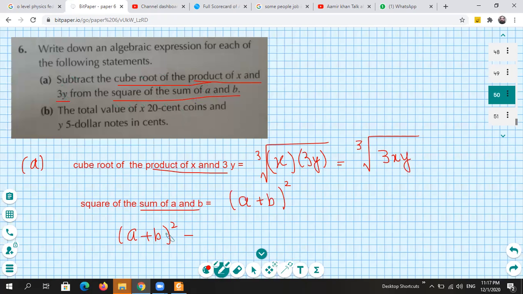So that is why it should be written first. A plus b square should be written first because we are subtracting the cube root of the product of x and 3y. So a plus b whole square minus, subtracting means minus, cube root of 3xy. So this is your answer. I have boxed this answer. This is your final answer of part A.